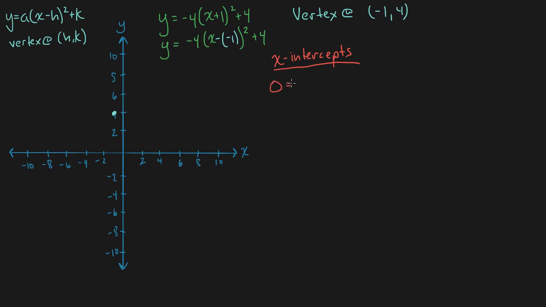So we have 0 is equal to -4 times x, and I'll just use the original form up here, x plus 1 squared plus 4. And I want to solve this for x. So I can subtract 4 from both sides. So I have -4 is equal to -4 times x plus 1 squared. And then I can divide the left-hand side by -4.